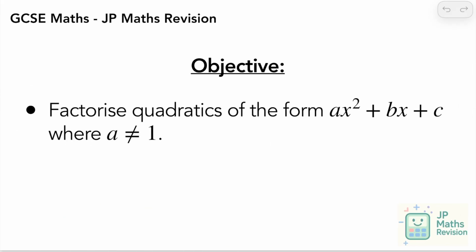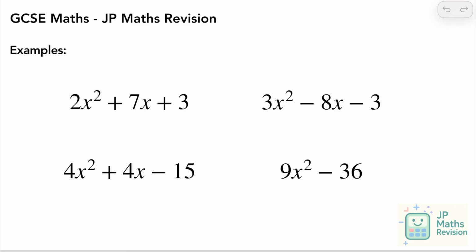So the objective here is to factorise quadratics which are of the form ax squared plus bx plus c, but specifically in this case, a does not equal 1. So we don't have x squared, we have something like 2x squared or 3x squared. So some examples of some non-monic quadratics are 2x squared plus 7x plus 3, because the coefficient of x squared in this case is a 2. We could have 3x squared minus 8x minus 3, because the coefficient of x squared in this case is a 3. 4x squared plus 4x minus 15, the coefficient of x squared is a 4. And then 9x squared minus 36, the coefficient of x squared is a 9. So these are all examples of quadratics that are non-monic.